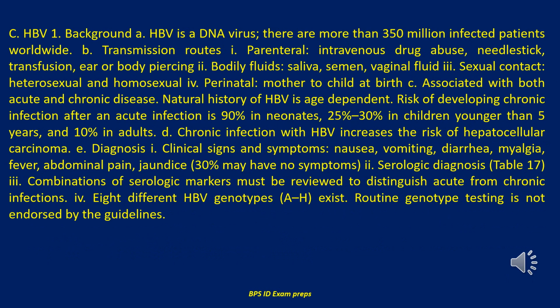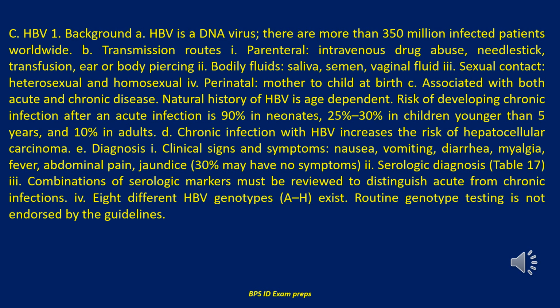C. We will move on to HBV. 1. As a background, HBV is a DNA virus. There are more than 350 million infected patients worldwide. B. The transmission routes of HBV include 1. Parenteral, among intravenous drug abusers, via needlestick injury, transfusion, ear or body piercing. 2. Bodily fluids like saliva, semen, and vaginal fluid. 3. Sexual contact among heterosexuals and homosexuals. 4. Perinatal, involving mother to child at birth.